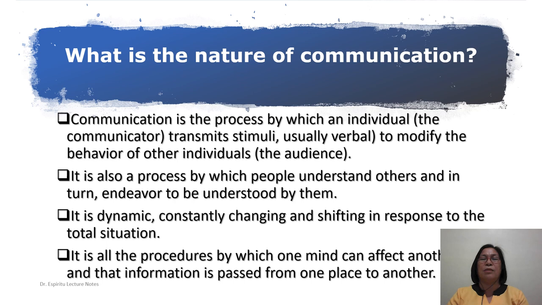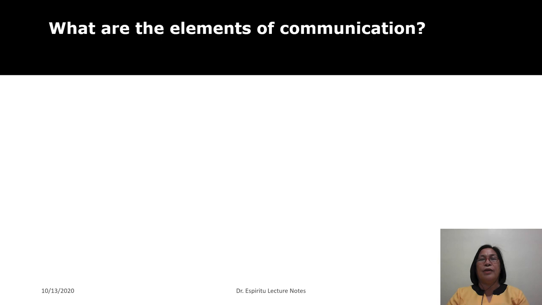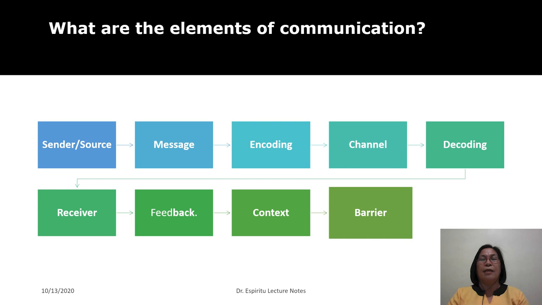Next, what are the elements of communication? So we have these things. We have sender or the source. Then, what are we sending? We have the message. Then encoding, that is trying to get the meaning of what is being said. Then we have the channel, the means or the medium by which you are sending the message. Then there is the decoding or getting the meaning by the receiver. And after the receiver has understood the meaning, he or she gives the feedback. And of course, you have to consider the context, the surrounding or the meaning behind it. And the barrier. So these are the things that would hinder your communication.